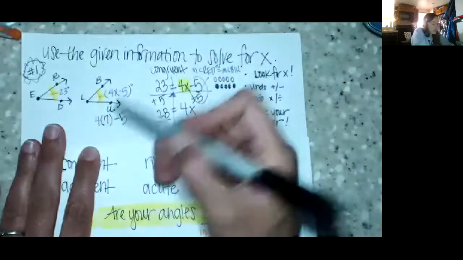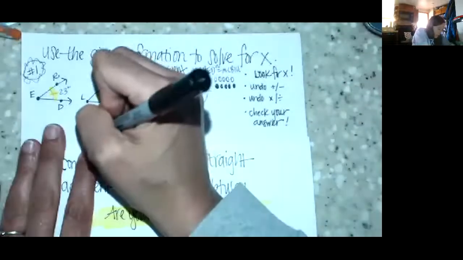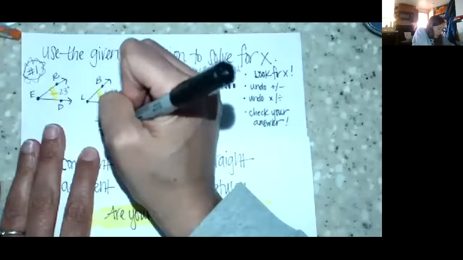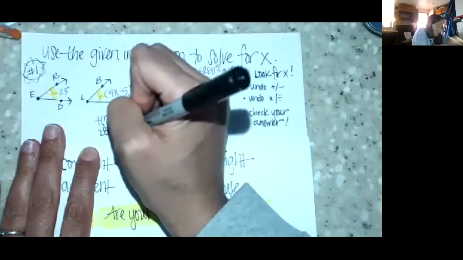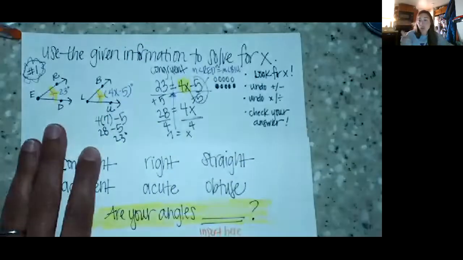So 4 times 7 is 28. And if I subtract 5, sure enough, I get 23 degrees. So we know we did the right thing because these two angles are congruent, and that value of x makes angle BLU 23 just like RED. All right, let's take a look at another one.